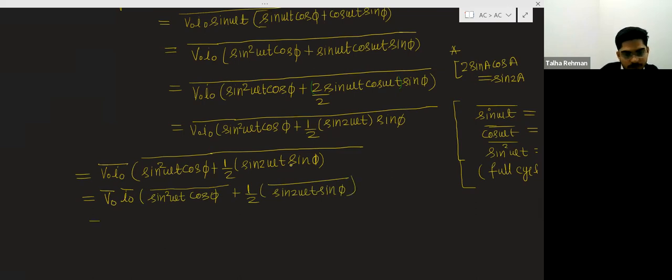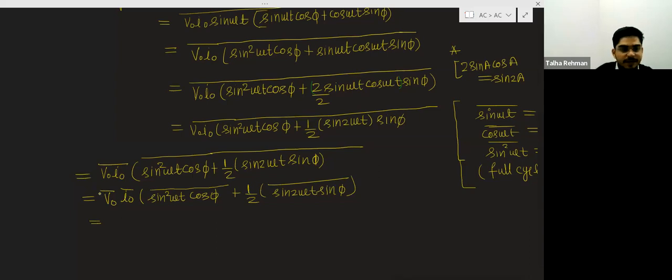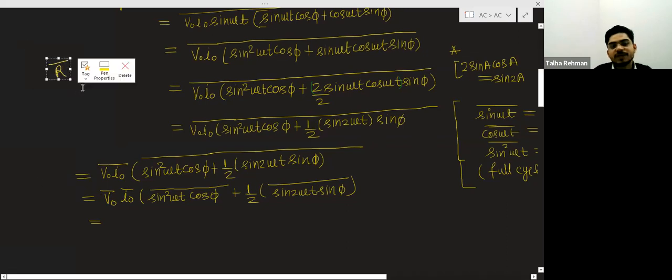Now, what is the meaning of V naught bar? It means average. I have told you, if I am writing resistance and bar, it means average of the resistance. So basically, V naught bar is the average value, and I naught bar is the average value of the peak.